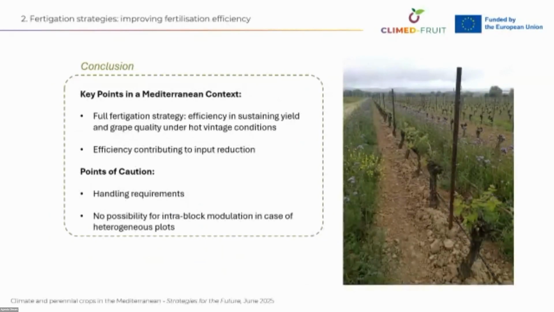And so the conclusion for the fertigation part is that the full fertigation strategy is efficient in sustaining yield and grape quality under hot vintage conditions, while contributing to input reduction. So also very positive points, but it requires a lot of handling that could be very important. And we have no possibility for agronomic block modulation in case of heterogeneous plots with the full fertigation strategy.